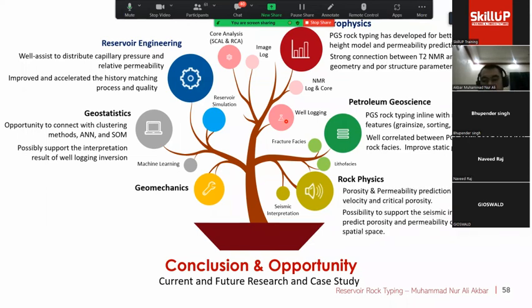And for rock physics, as I mentioned before, the porosity permeability prediction based on P-wave velocity and critical porosity can be made. And also possibly to support seismic inversion to predict the porosity permeability distribution in spatial space. In terms of geomechanics, as I showed in my previous study, it's well understood, in terms of the connection between the rock elastic properties and the PGS parameters.